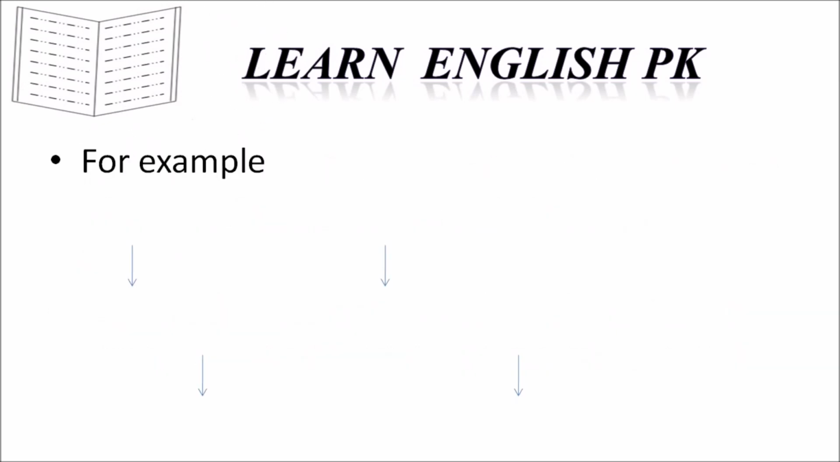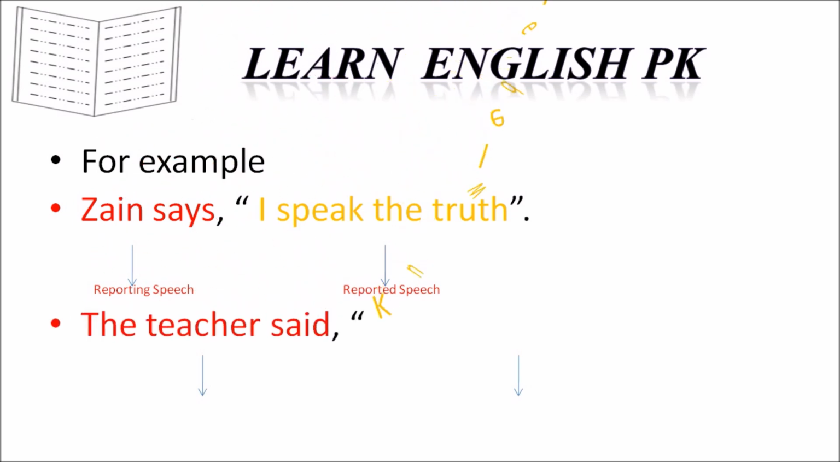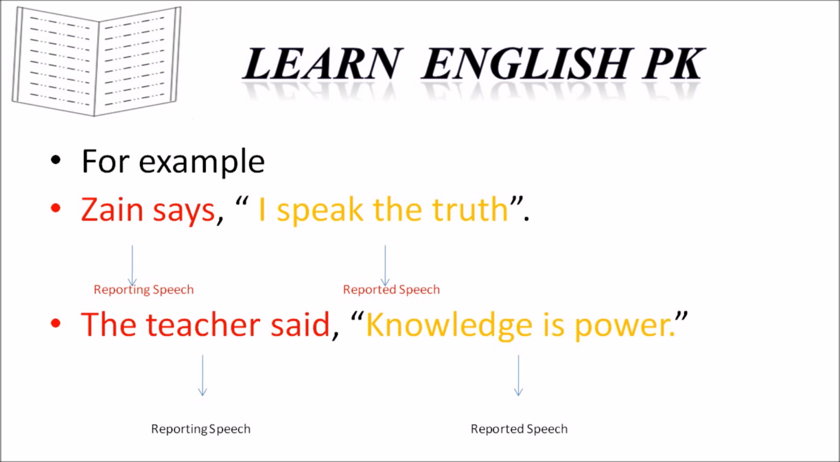Now here are some examples. Look at them. First example is Zain says, "I speak the truth." This is the example of direct speech, and this sentence has two parts. First is "Zain says," and it is called reporting speech. The second part is "I speak the truth," and it is called reported speech. Another example is the teacher said, "Knowledge is power," and here in this sentence "the teacher said" is reporting speech and "knowledge is power" is reported speech.